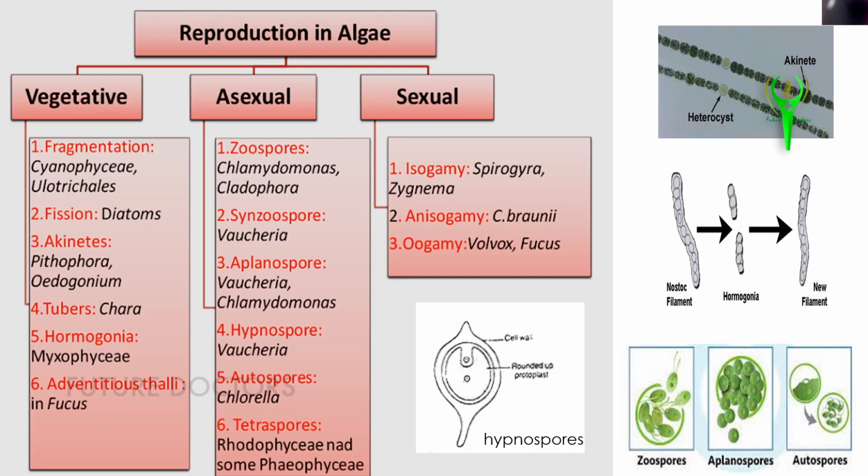Reproduction in algae. As already said in an earlier slide, they involve vegetative, asexual and sexual reproduction. So we'll see vegetative reproduction. It occurs by fragmentation, tubers, stolons, adventitious branches, etc. It develops into an independent thalloid plant body.